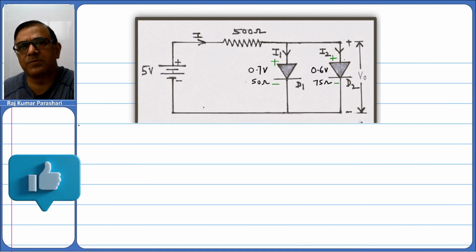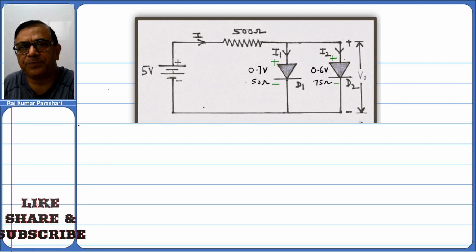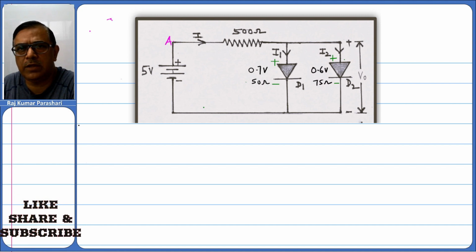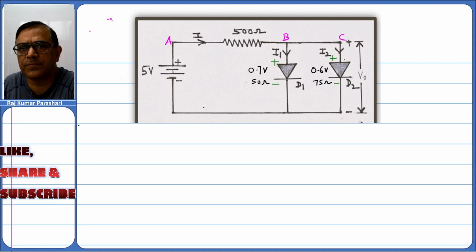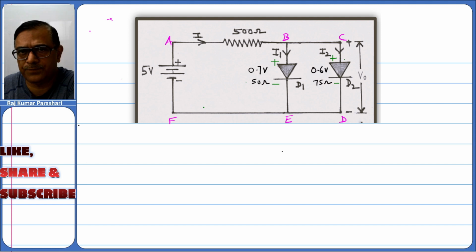So let's begin. Before we proceed with the solution, let us mark various points on the circuit diagram. Point A, point B, point C, point D, point E, and point F. To benefit the beginners, I decided to redraw this diagram. Just watch how I'm doing it.